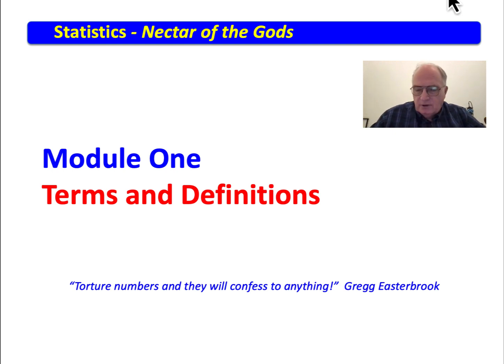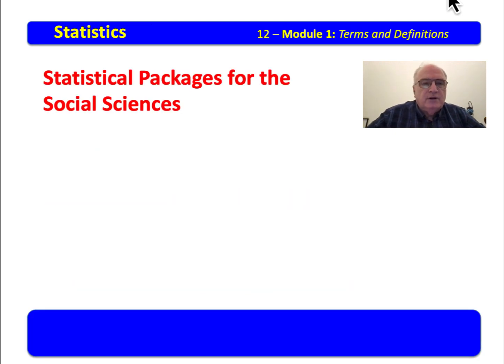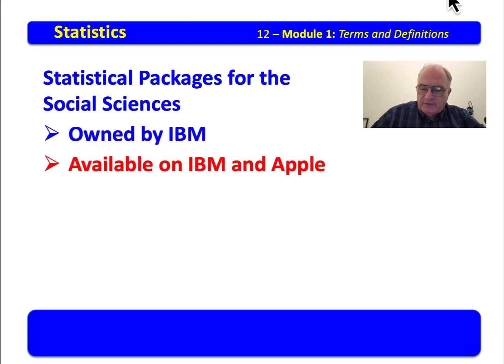Well, just in conclusion, I want to talk to you a little bit about Statistical Package for the Social Sciences, a software known as SPSS. This software is owned by IBM and it's available for PCs and Apples. I use an Apple. I love Apple, and I have the IBM SPSS on my computer.